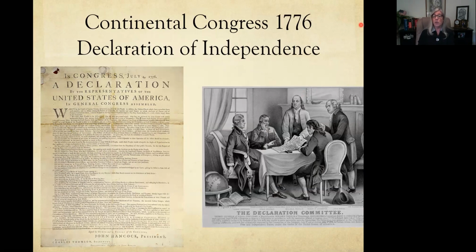Here you see in the picture, there are 5 individuals. This is called the Committee of 5. I want you to write it down. Your book doesn't talk about it, but the Committee of 5 were given the task of formally notifying England of what they were planning to do. They're going to vote on it in July of 1776 to adopt this Declaration of Independence. So in the Committee of 5, there's Benjamin Franklin, there's Thomas Jefferson, who is the primary author.